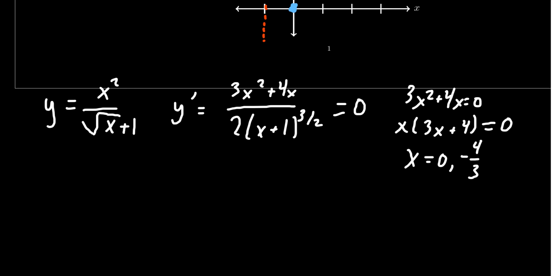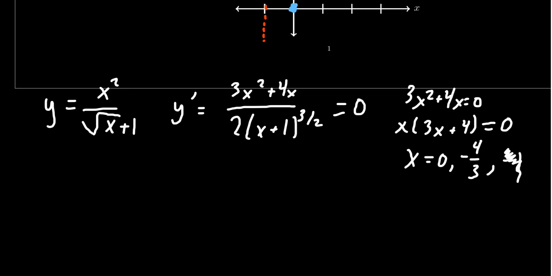We also have to worry about when the denominator goes to 0. The 2 doesn't make much of a difference. The denominator will go to 0 when x plus 1 equals 0, which happens here at negative 1. Now, negative 1 is outside the domain of this thing, so nothing's really too worried about right there.